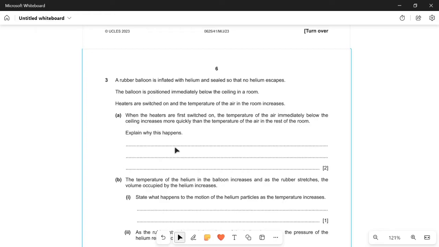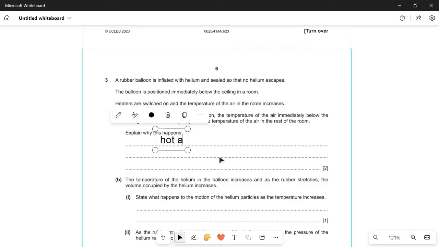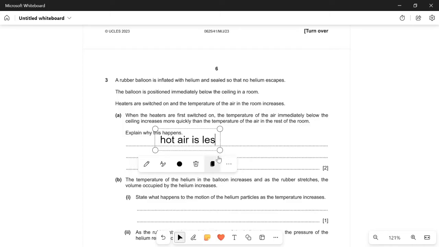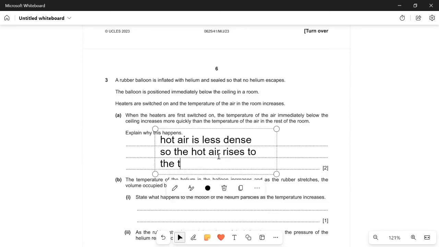So in this question, we're told that the temperature immediately below the ceiling increases more quickly. That is because hot air is less dense than cold air, so the hot air rises to the top first. That's the explanation. And then after hot air has accumulated at the top, the air below it would also start getting hot.